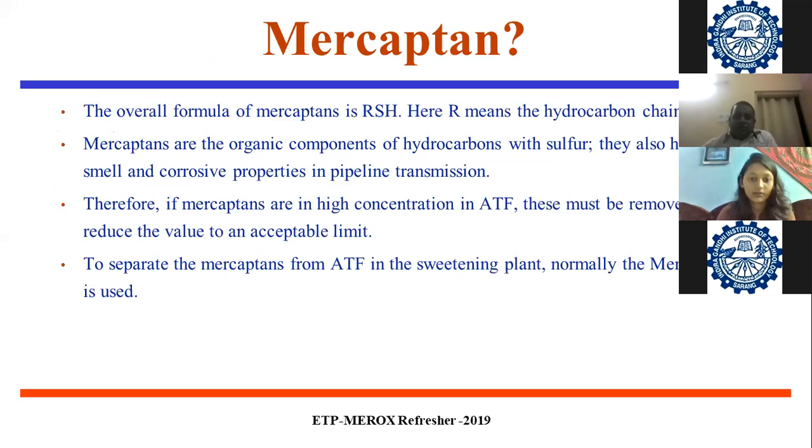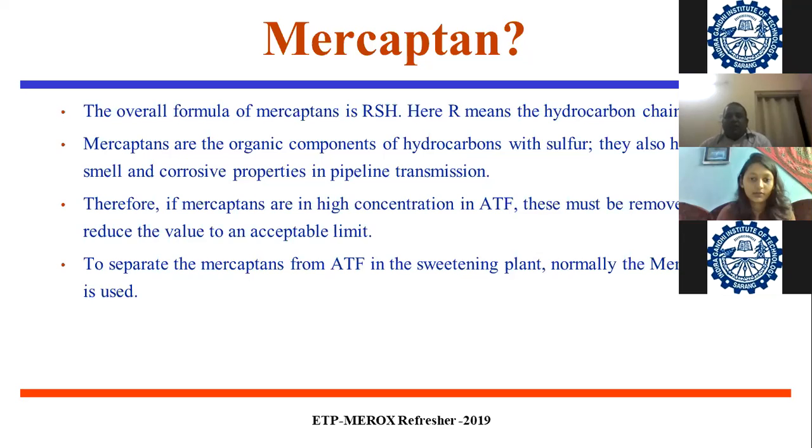So now we're talking about the mercaptans. The overall formula of the mercaptans is RSH, where R means the hydrocarbon chain. Mercaptans are organic compounds of hydrocarbons with sulfur. They also have a bad odor and corrosive properties in pipeline transport. So this is the tertiary sulfur compound, which we call mercaptans.